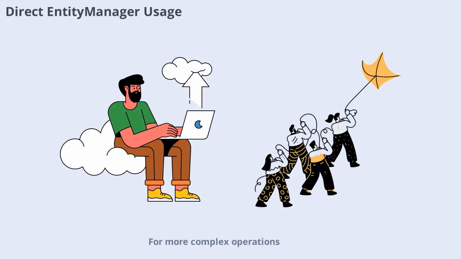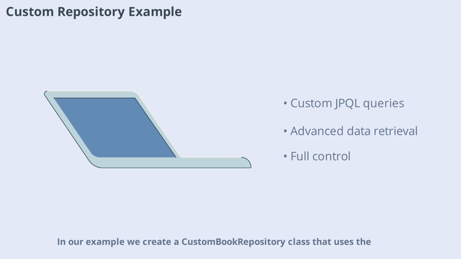For more complex operations, you can inject the Entity Manager directly into your service or repository. This gives you full control over the persistence context and allows you to write custom JPQL or native SQL queries. It's a powerful option when you need to go beyond what repository interfaces provide. In our example, we create a custom book repository class that uses the Entity Manager to find expensive books by a specific author.